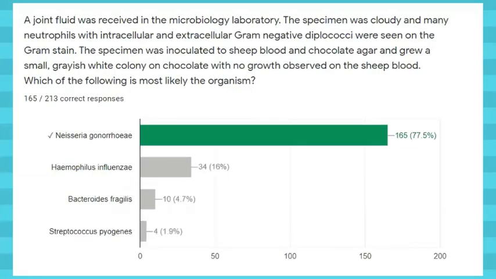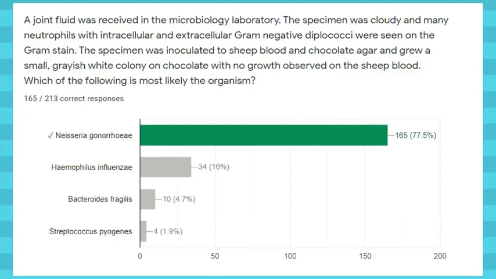A joint fluid was received in the microbiology laboratory. The specimen was cloudy and many neutrophils with intracellular and extracellular gram-negative diplococci were seen on the gram stain. The specimen was inoculated to sheep blood and chocolate agar and grew a small grayish-white colony on chocolate with no growth observed on the sheep blood. Which of the following is most likely the organism?